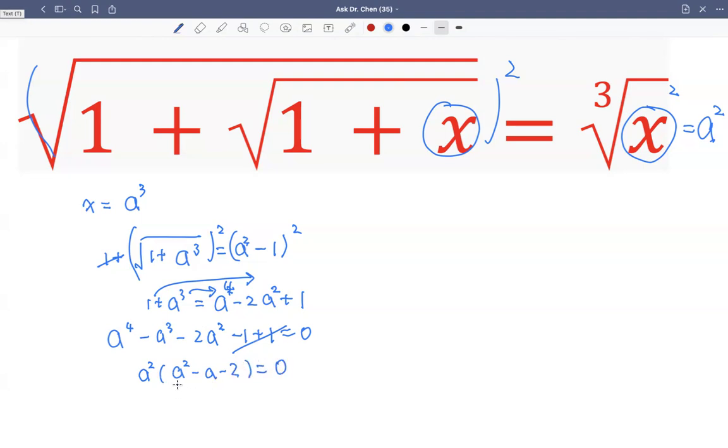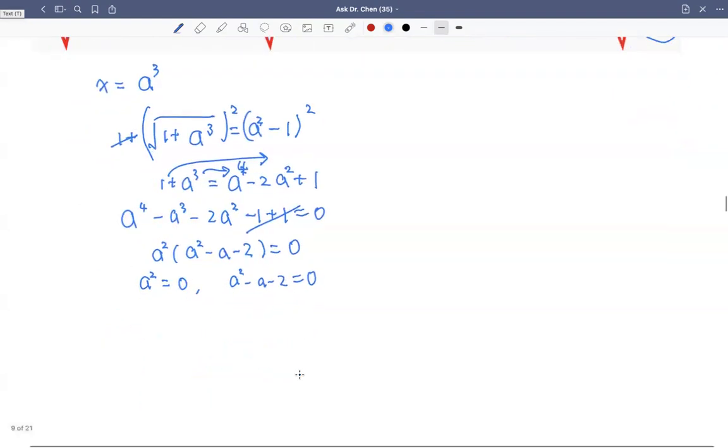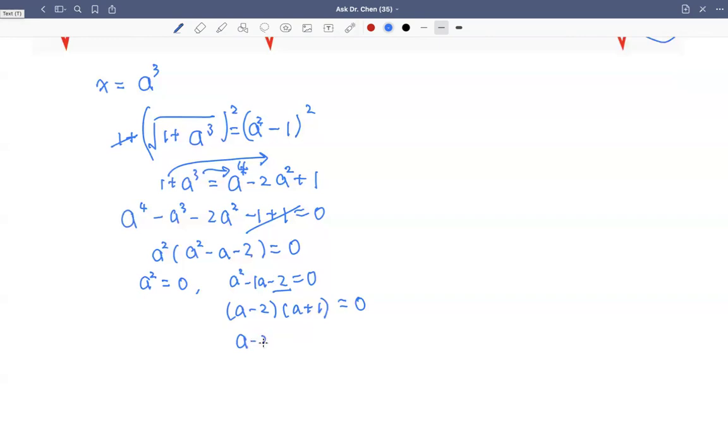Wow, this one can be factored. Right, so from here, we get a squared equals 0 by the zero product property. And also a squared minus a minus 2 can be 0 also. And this one we can factor as a minus 2 times a plus 1, because minus 2 plus 1 is minus 1, so this is minus 1a, and minus 2 times 1 is minus 2. So this gives us a minus 2 can be 0, and a plus 1 can be 0.